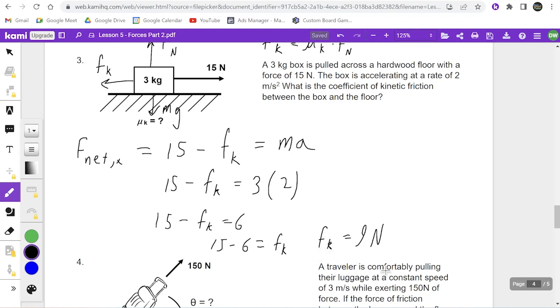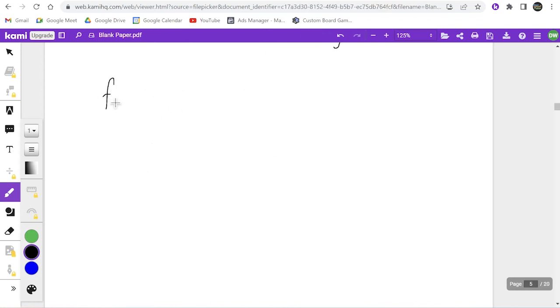Now I do want to say that's not what we're solving for. This is a great first step, but this is not what I'm solving for. I want to solve for the coefficient of kinetic friction. That's that mu k from the equation. So here's what I'm going to say now. I'm going to say Fk equals mu k times the normal force. I know Fk, we just said it, it's 9. But now how am I going to find the normal force?